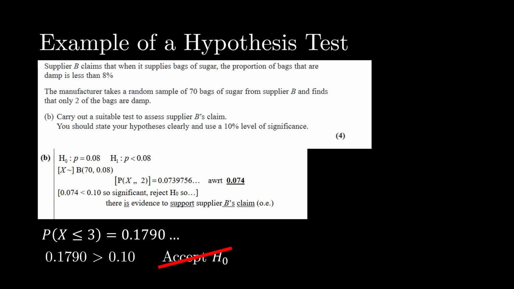We cannot accept the null hypothesis. We can only either reject the null hypothesis or say that we cannot reject the null hypothesis. So we do not reject the null hypothesis. The only thing we've done, or the only thing we can say, is that a probability of 0.08 is plausible in this example at the 10% significance level.